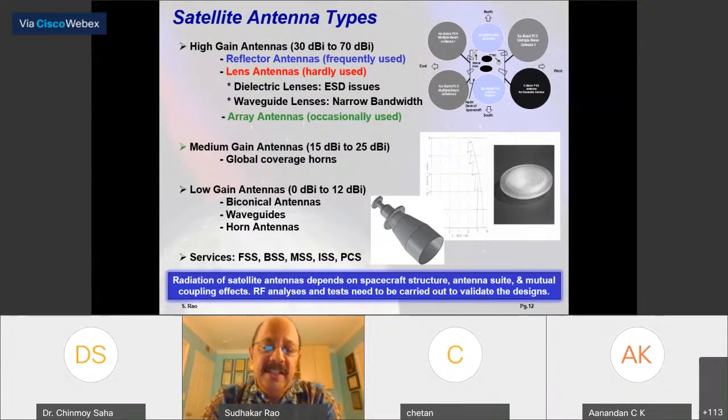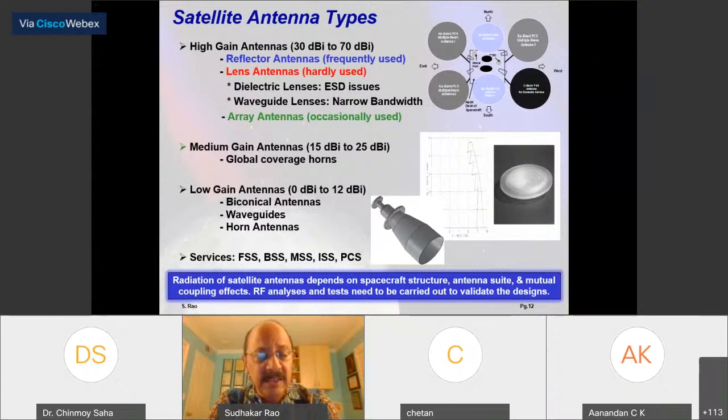Array antennas, phased arrays, like I showed you, are occasionally used, especially for military applications. When you need agility and more flexibility, and for anti-jamming applications, I think we use phased arrays because they're much faster. Medium gain antennas are in the 15 dBi to 25 dBi range. Generally they're horn antennas we use for global coverage or area coverage.